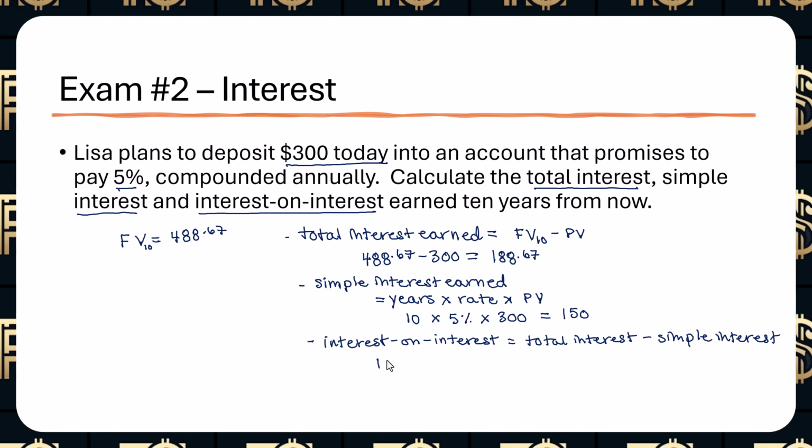So we take the $188.67 of total interest, we subtract off the $150 of simple interest, and we find that Lisa earned $38.67 in interest on interest by allowing the interest in the account to also earn interest on itself.